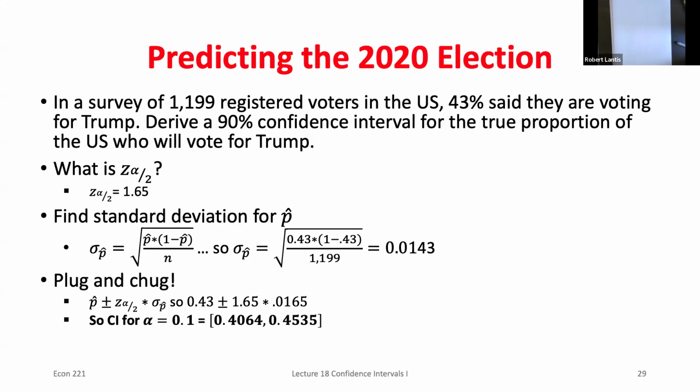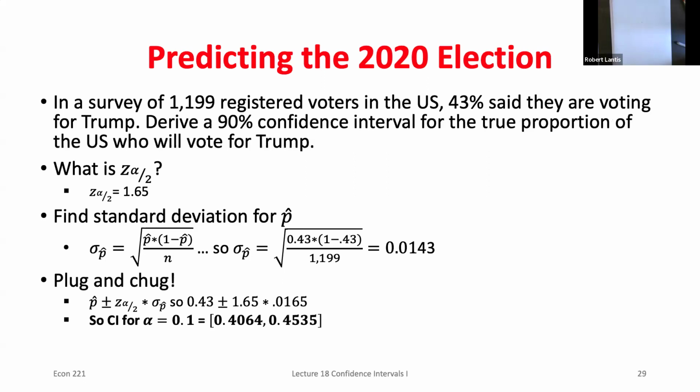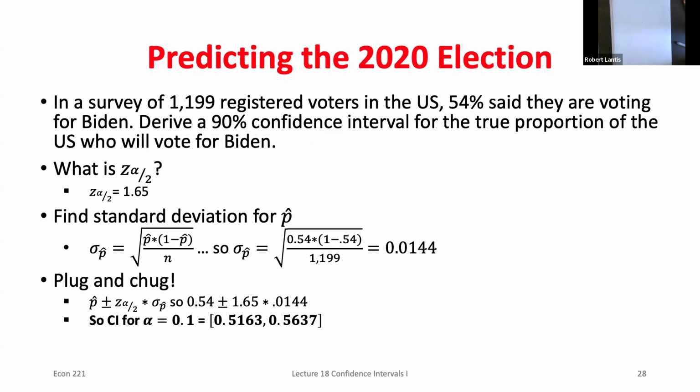Now, if I want to do the 99% level, my confidence intervals become a little bit wider here, but there's a pretty good gap in between Trump and Biden here, right? 0.45 being the upper bound for Trump, 0.51 being the lower bound for Biden. So it's another example.